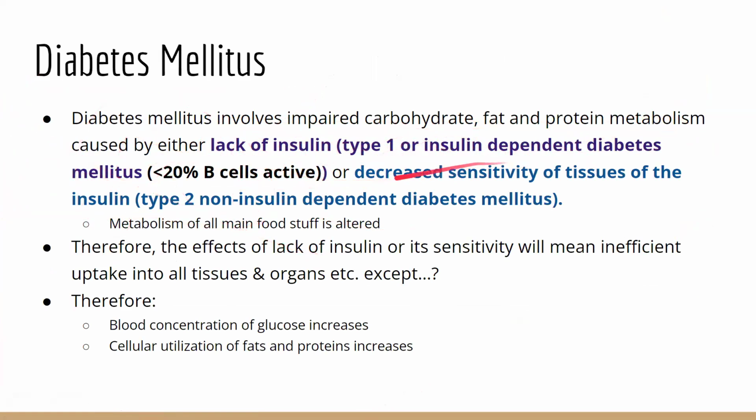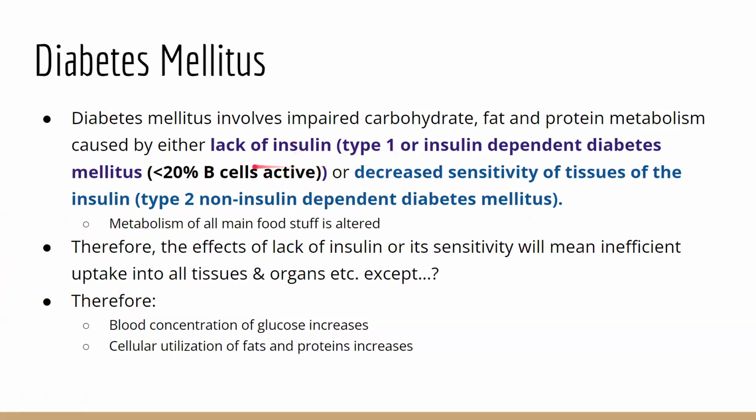And it's insulin dependent if less than 20% of beta cells are active. You mentioned this twice, so I think it's better to know. Or you could have decreased sensitivity of tissues to insulin. That would be type 2 diabetes mellitus or non-insulin dependent. The problem here is not insulin synthesis itself. You don't have a lack of insulin. You have decreased sensitivity to insulin. So it's not really a problem with insulin itself. It's a problem with sensing insulin.